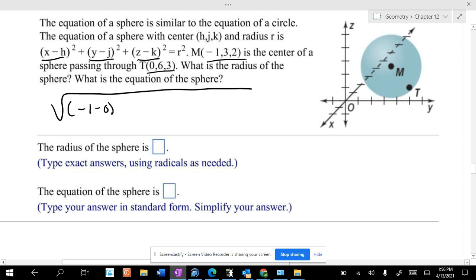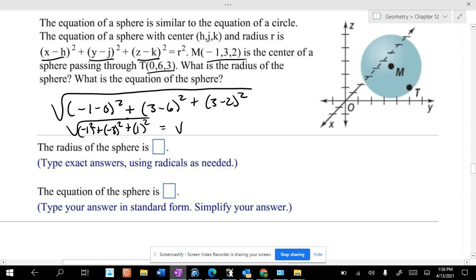-1 minus 0 squared plus 3 minus 6 squared plus 3 minus 2 squared. Or -1 squared plus -3 squared plus 1 squared. -1 squared is 1, 3 squared is 9, 1 squared is 1. This is the square root of 11. So the radius is the square root of 11.